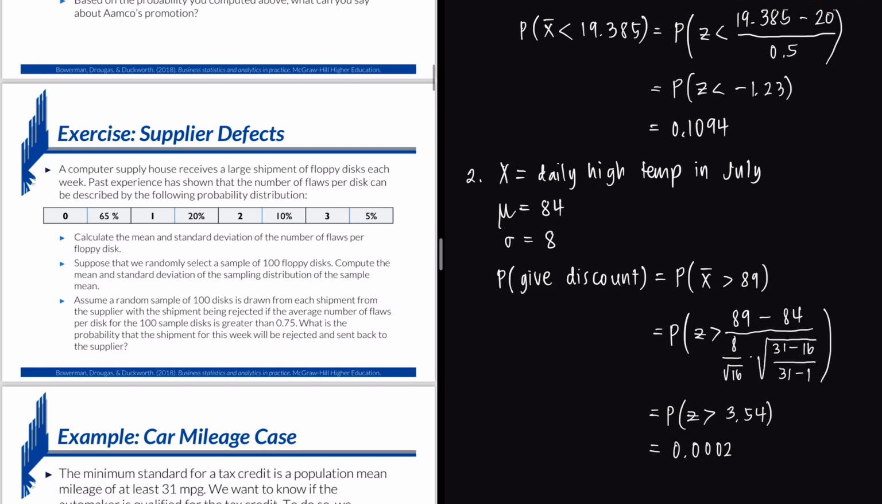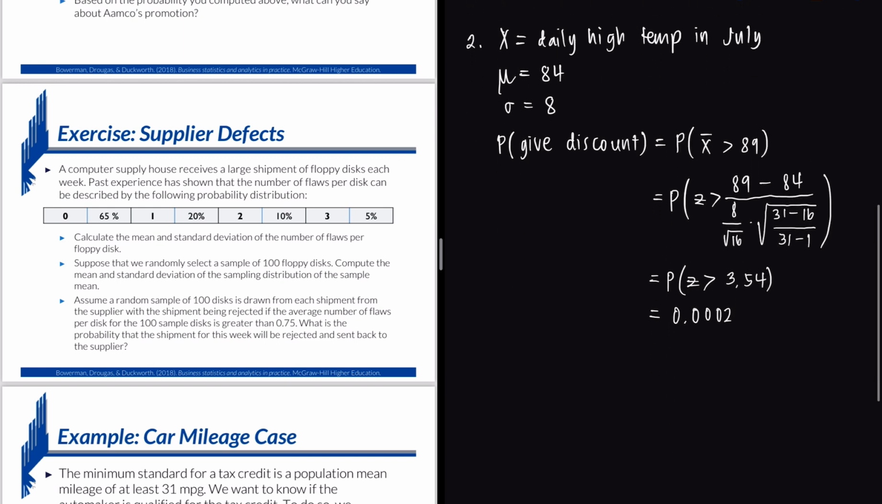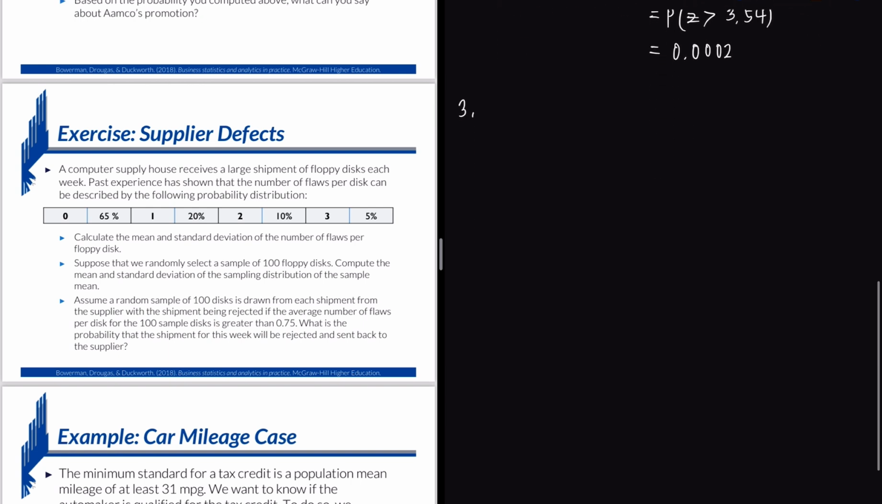Now let's have another example. Let's look at the supplier defects problem. In this particular problem, a computer supply house receives a large shipment of floppy disks each week. Past experience has shown that the number of flaws per disk can be described by the following probability distribution. So we have 0, 1, 2, and 3 as the possible number of flaws per disk and their corresponding probabilities, 65, 20, 10, and 5% respectively.